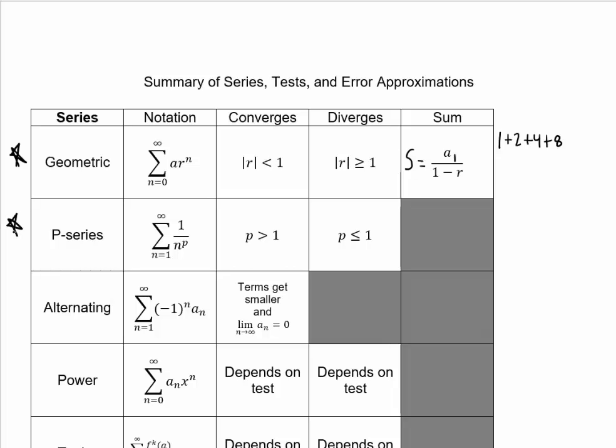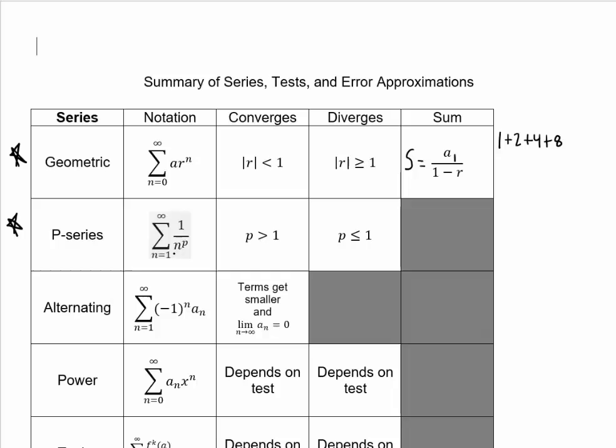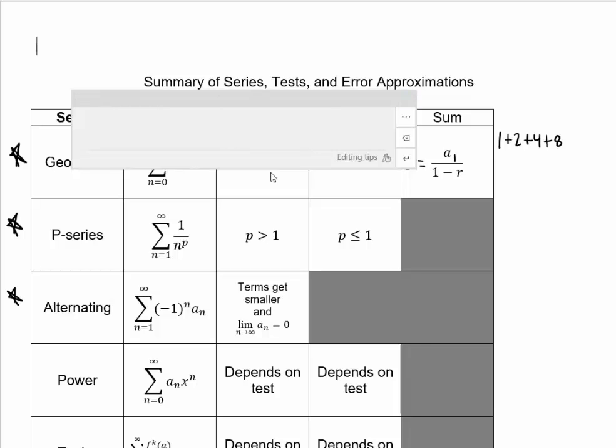This is the p-series. This one's pretty easy to see because it's 1 over n to the p, where p is the exponent or the power on that n term. That will converge when p is greater than 1 and diverge when p is less than or equal to 1. And then an alternating series, that's a pretty easy one. That's when the terms alternate back and forth between signs.